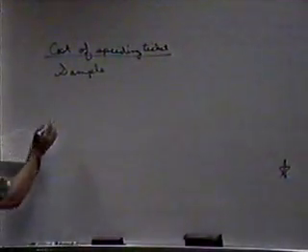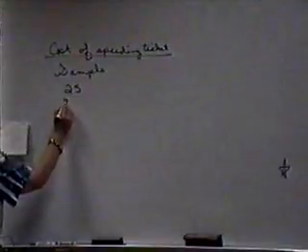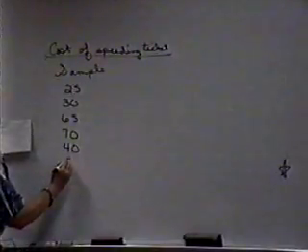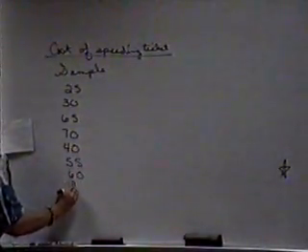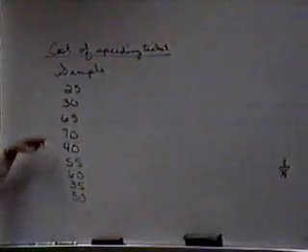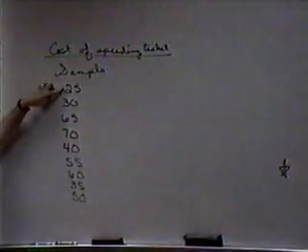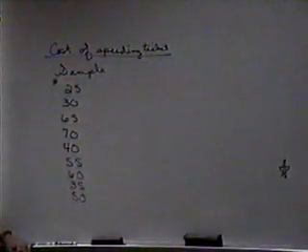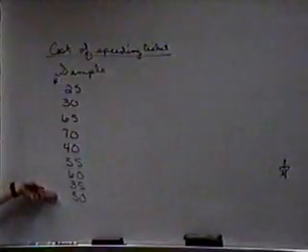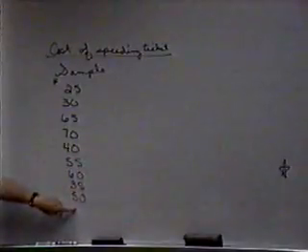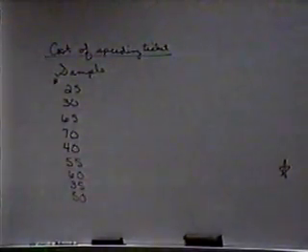If this is a sample for the cost of speeding tickets, and the numbers are 25, 30, 65, 70, 40, 55, 60, 35, 50. If these are all of the speeding tickets given in my sample, and this is the cost. It doesn't say you were going 25 miles an hour. It says your cost, you had to pay $25. It's important to know what these are labeled, because the label on the standard deviation is going to be the same thing. If these are dollars, my standard deviation is going to be dollars.